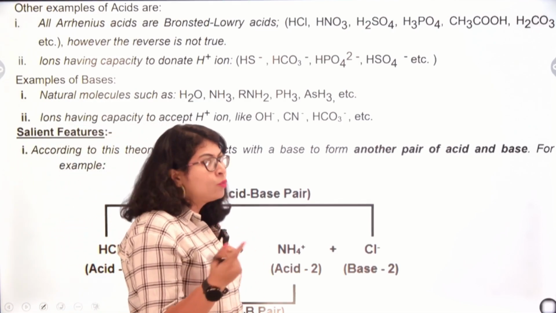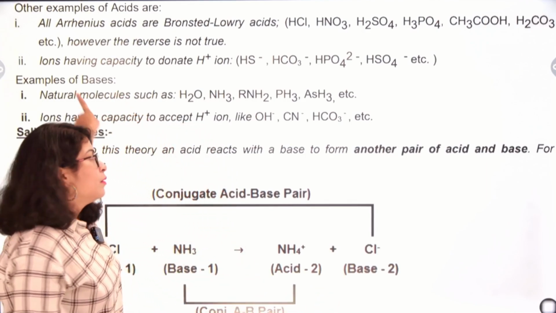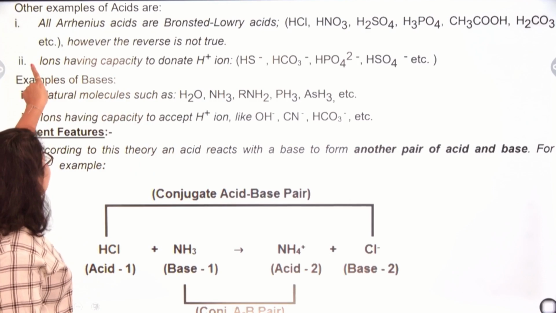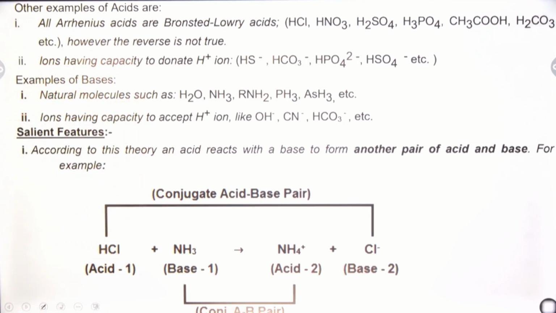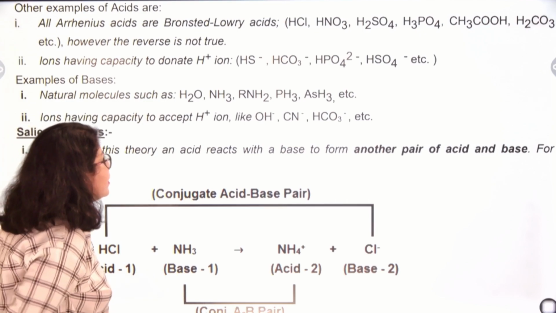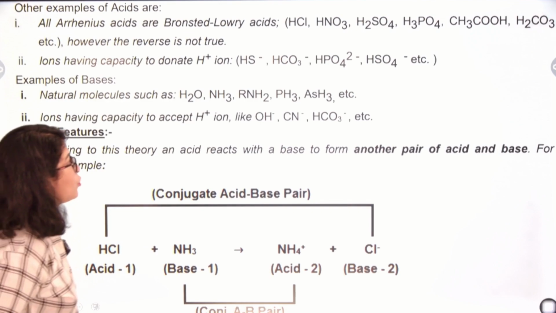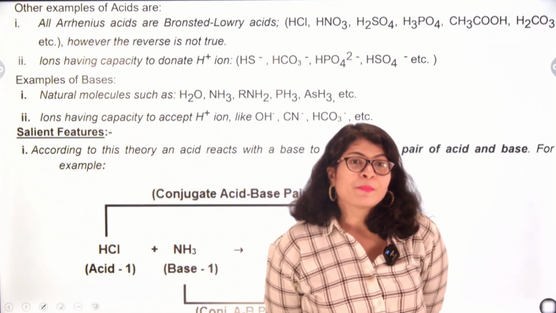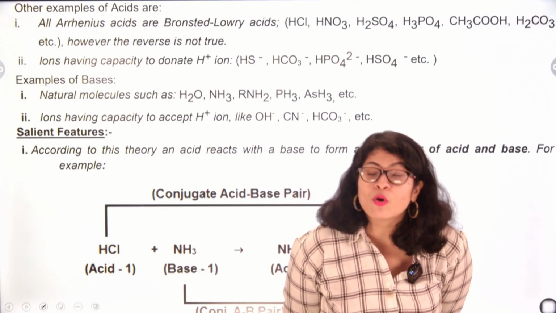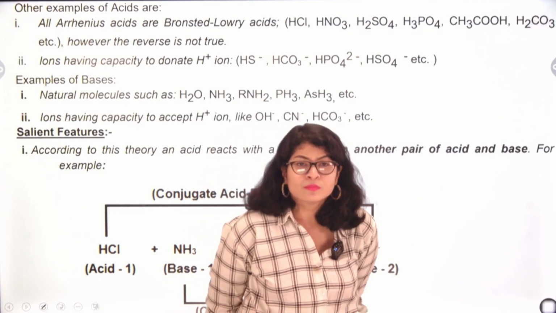Now, if I see other examples, all Arrhenius acids are Bronsted-Lowry acids, because according to Arrhenius, acids are H+ donors, and Bronsted also agreed with that. However, the reverse is not true. That means all Bronsted-Lowry acids are not Arrhenius acids. Ions having the capacity to donate H+ ions also fall under the category of acids according to Bronsted-Lowry.